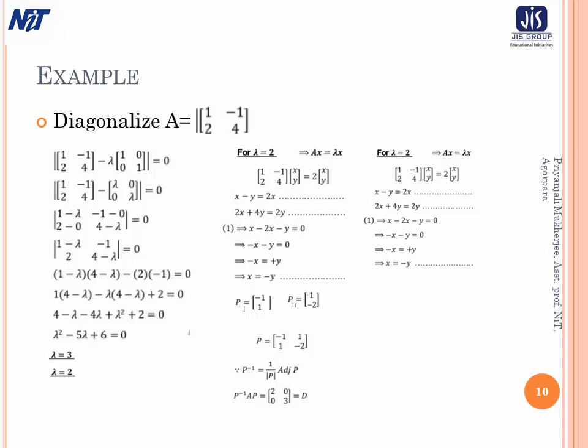P inverse becomes 1 by mod P into adjoint of P, and P inverse AP becomes 2, 0, 0, 3. This matrix can be written as the D matrix, or the diagonalized matrix, and its corner elements, or main diagonal elements, are the eigenvalues, which are 2 and 3, and the remaining elements are 0. This technique of transforming a non-diagonal matrix to a diagonal matrix is known as the diagonalization of the system.